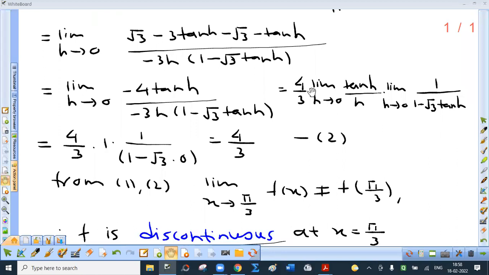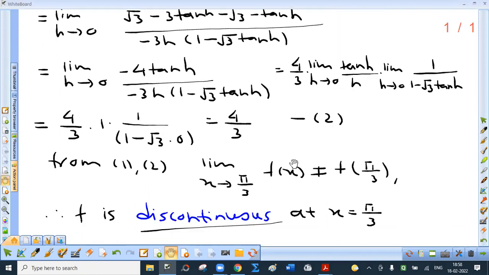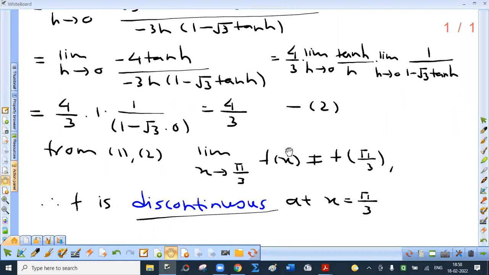So this is 4 by 3 into limit h tends to 0 tan h upon h into this, limit of product of limits. This is a standard limit, its value is 1. Here we replace h by 0, tan 0 is 0. So value of the limit comes out to be 4 by 3. So from 1 and 2 it is clear that limit x tends to pi by 3 f of x is not equal to f of pi by 3. So f is discontinuous at x equal to pi by 3.